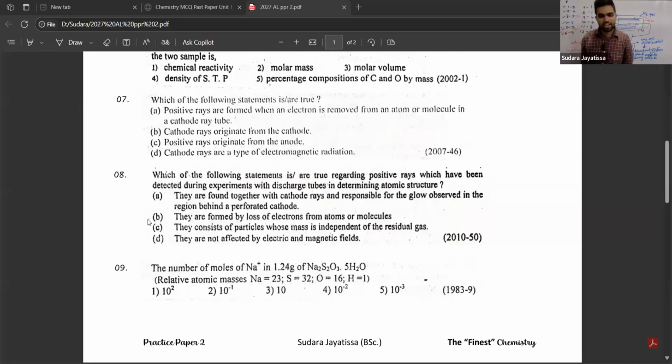Then you can see, Lama, A and B are true. C is wrong because positive rays are not originating from anode. That's a very important point. And statement D: cathode rays are a type of electromagnetic radiation. What do you think about that? Why is that wrong? So what are electromagnetic radiations? Electromagnetic radiation is a topic you will have in your next atomic structure tute. That will be the first topic we discuss in that tute. Until then, just tell me, what do you know about electromagnetic waves from your level class?